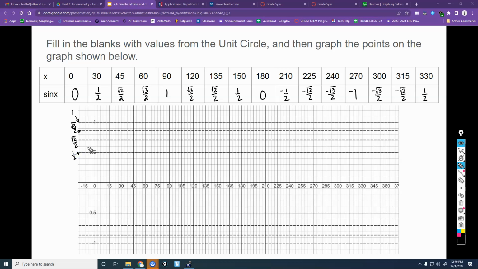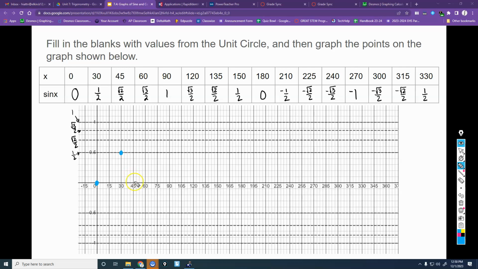I put those dotted lines there because square root of 2 over 2 is 0.7 something. That allows us to graph this a little bit easier. Okay, so here is what we are going to do. We are going to graph these points on this coordinate plane. So 0, 0 goes right here. We'll put a dot right there. Okay, then we will have 30 degrees, 1/2. So 30 degrees is right here. We got 1/2. We're looking right here.